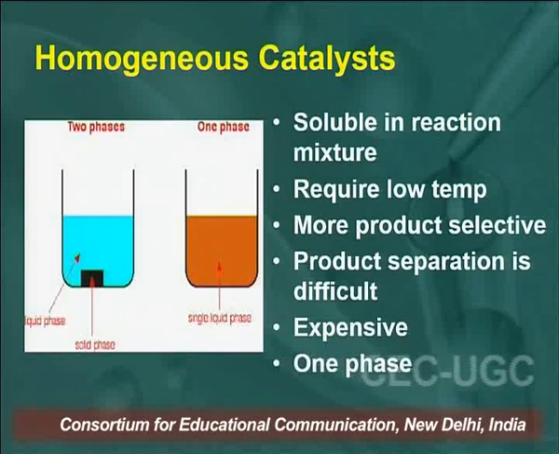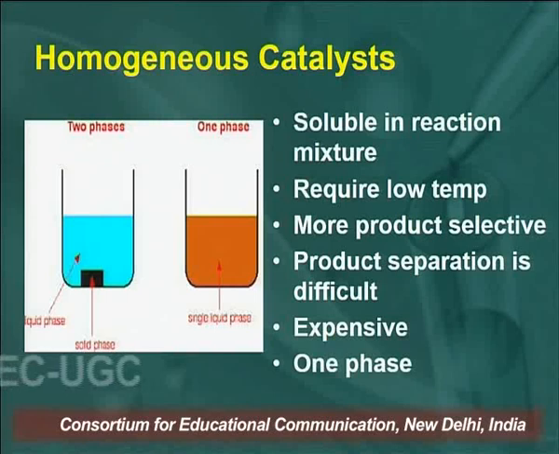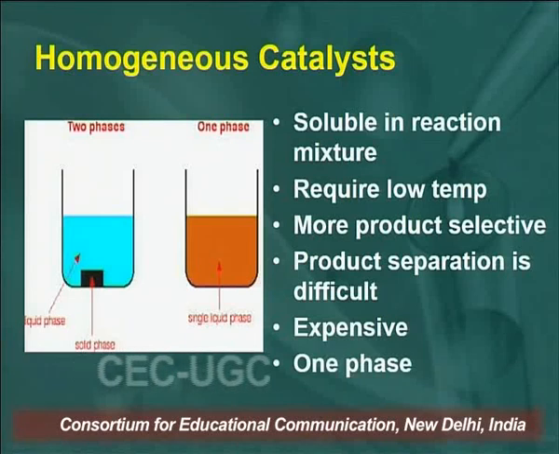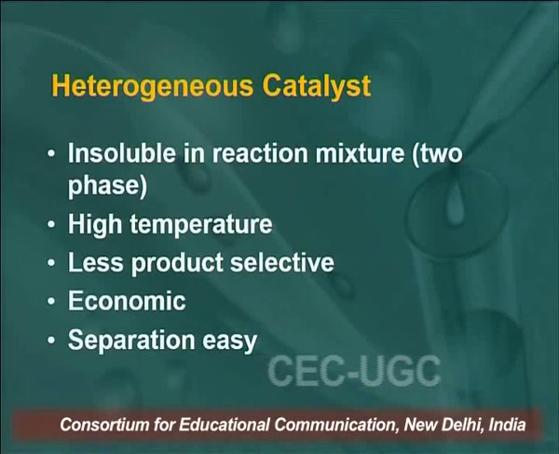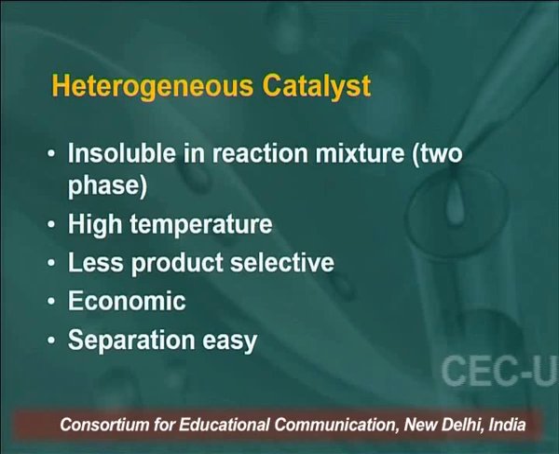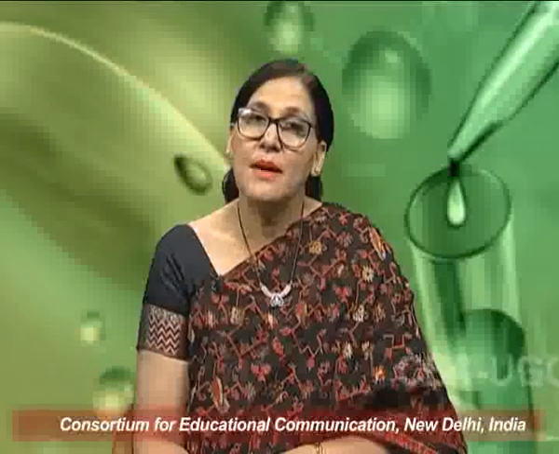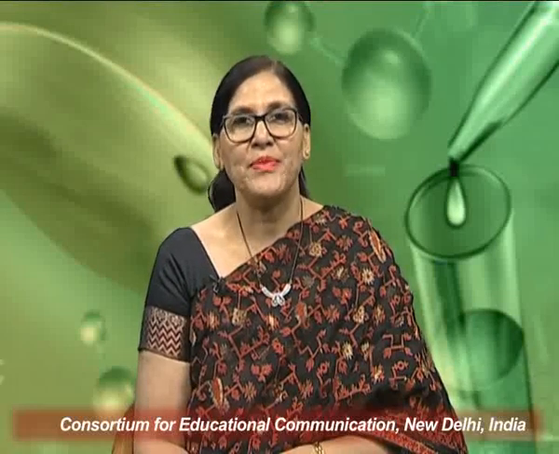Product separation is difficult. Why is product separation difficult? Because we get a single phase, and the reaction is very expensive due to one phase reactions, and we cannot separate the product easily. In heterogeneous catalyst, the catalyst is insoluble in the reaction mixture because there are two phases, with high temperature, less product selective, very economic, and separation is very easy.